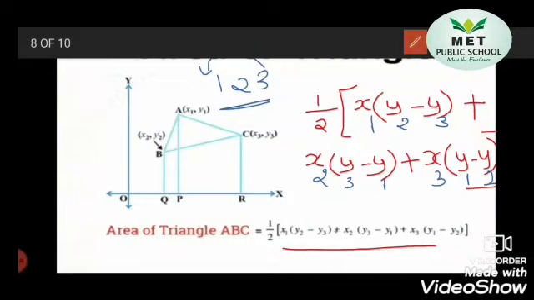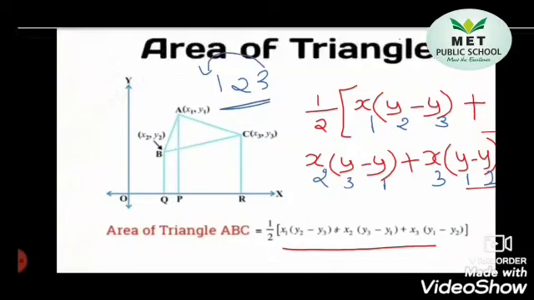Once again, half is written outside the bracket. You are writing half outside the bracket. After that you have to remember, you have to write inside the bracket x (y minus y) 3 times.